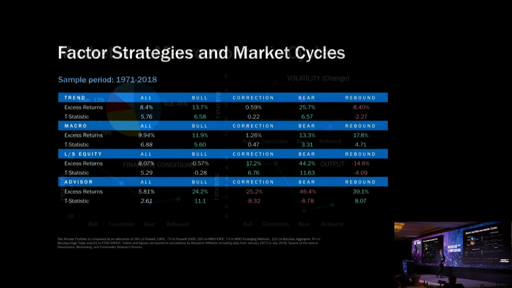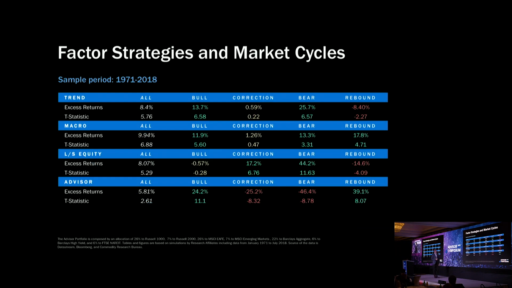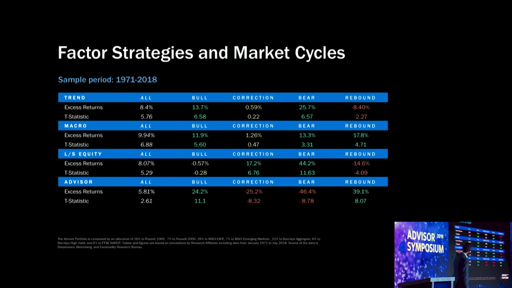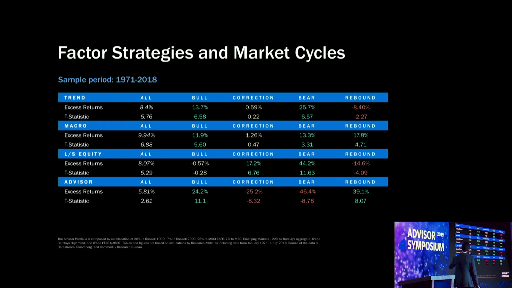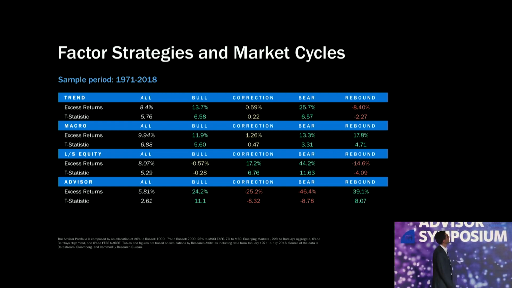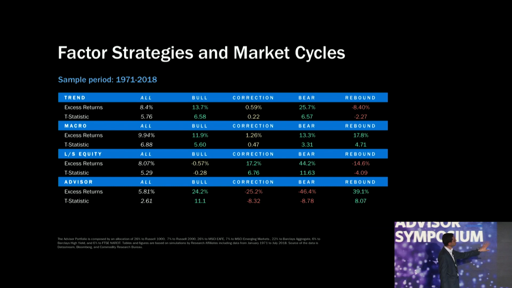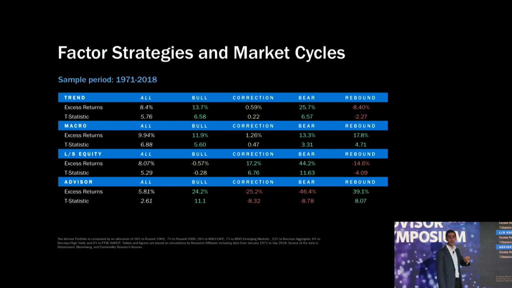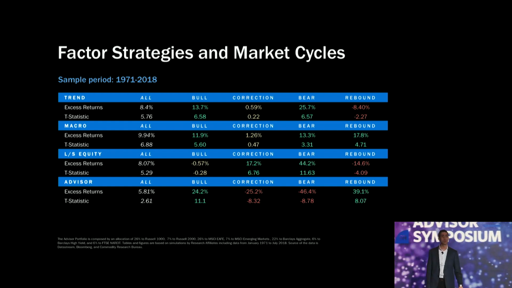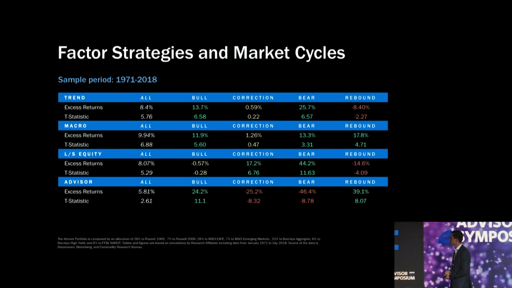All right. So this is one of the key slides for today. What I do here is basically I show you the unconditional performance of my factors, trend, macro, long-short equities. I also added what I call the advisor portfolio, just a combination of those benchmark indices, a reasonable combination. And then I show you the conditional performance in annualized terms in bull markets, correction, bear, and rebounds. And the sample goes from 1971 to 2018.